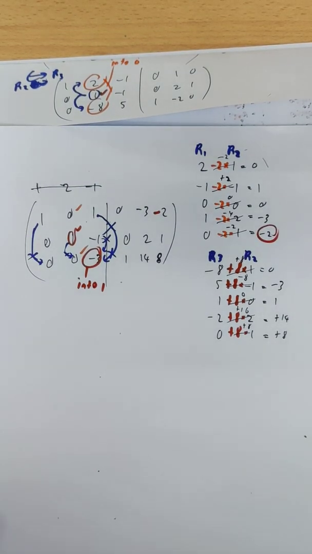So the only way to go is to divide. So negative 3, I'm taking this whole row.